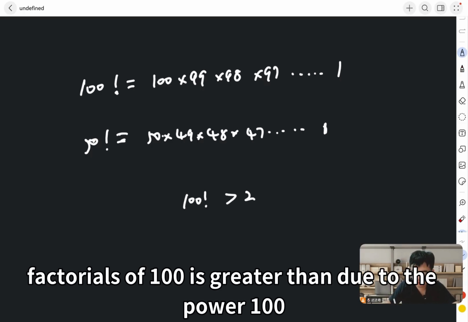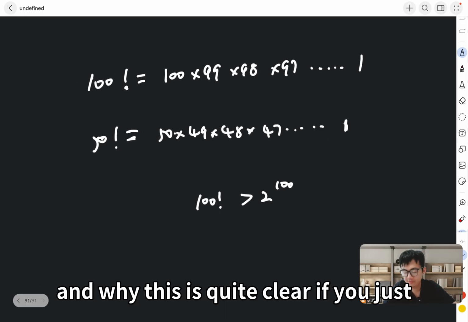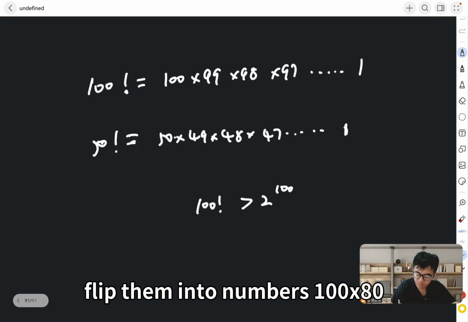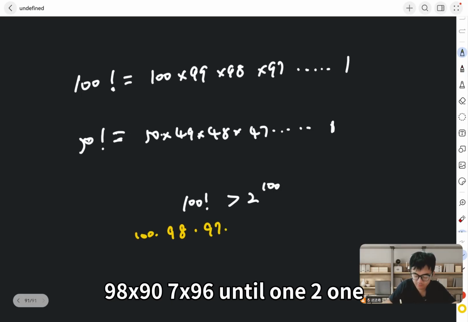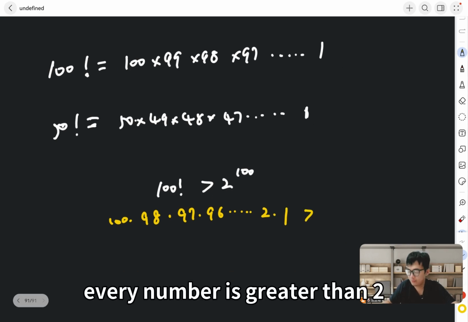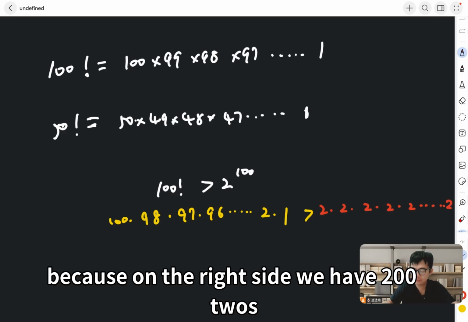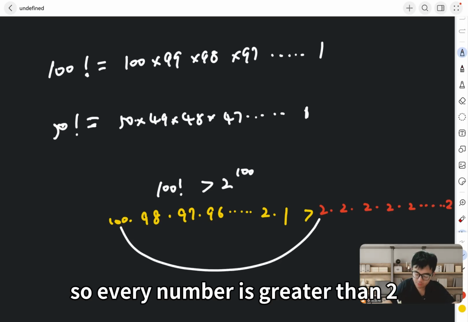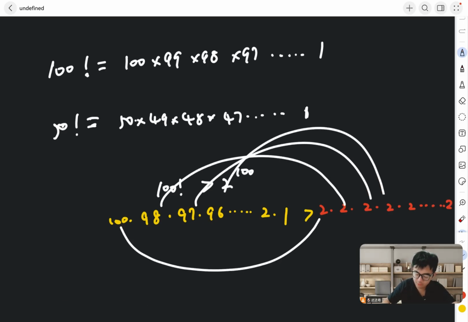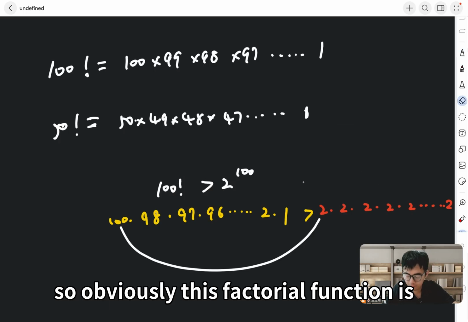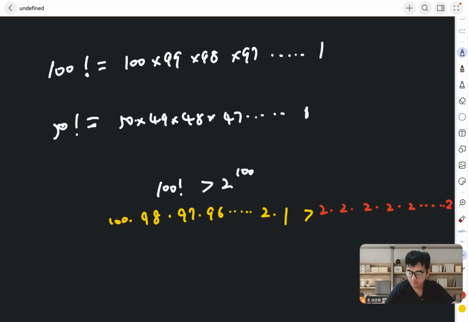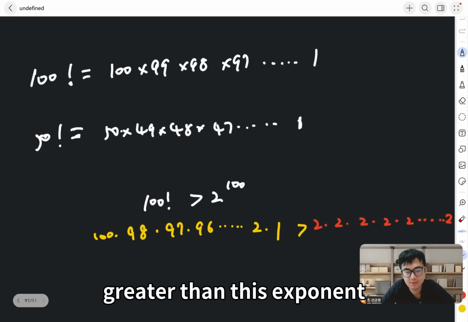The factorial of 100 is greater than 2 to the power 100. And why? This is quite clear. If you just split them into numbers, 100 times 99 times 98 times 97 times 96 until 1, and on the right side we have 100 twos. Every number on the left is greater than 2. So obviously this factorial function is greater than this exponent.